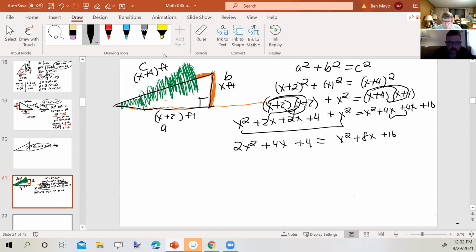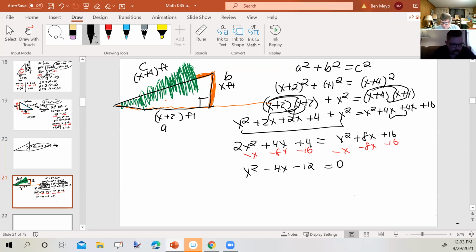This is a second degree equation, so I want to put it in standard form. My leading term, my highest coefficient of X squared is 2X squared. So basically, I want to put everything over on the left side of the equation so that my leading term will be positive, just because it's easier to factor that way. So what have I got? I've got X squared minus 4X minus 12 equals 0. So after all of that, I now have an equation in standard form that will help me determine what X is.